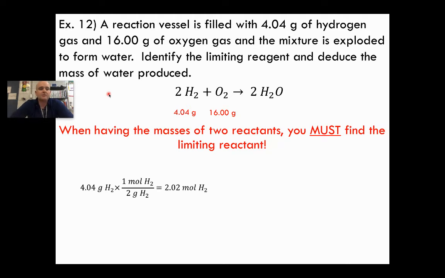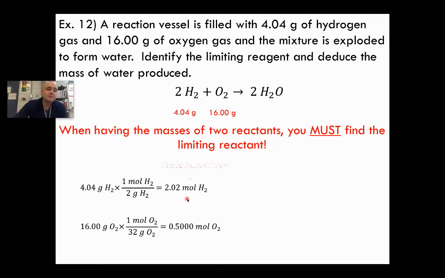So now this is the trick that I like to do. There's a couple ways to do this. This is the fastest and easiest way for me: I take 4.04 grams of hydrogen and convert it into moles. And then I do the same thing for the other reactant, I do it for oxygen. So those two reactants that I knew I had, 16 and 4, I converted them into moles. So these are the actual numbers of atoms, if you will.